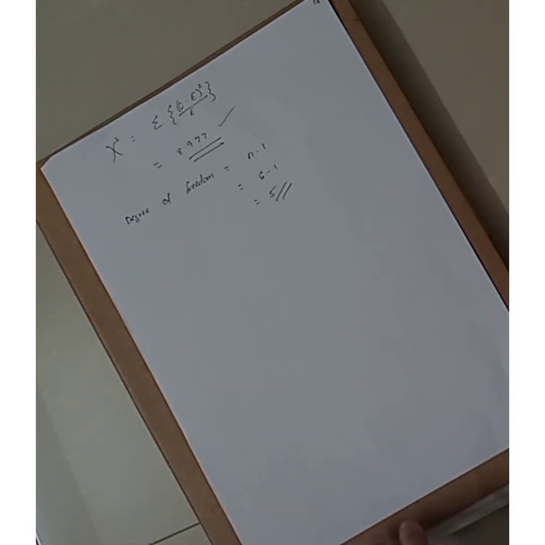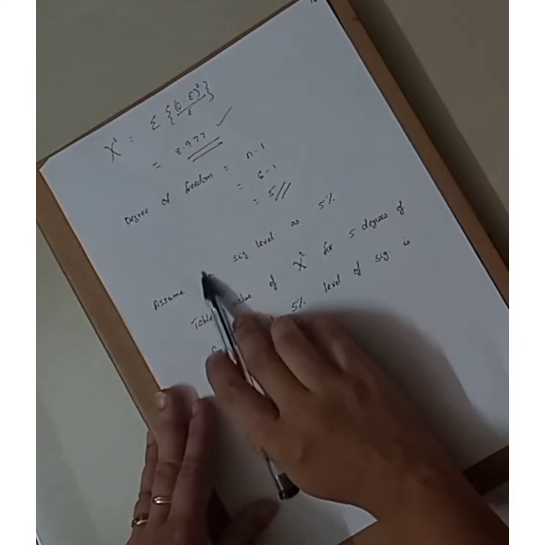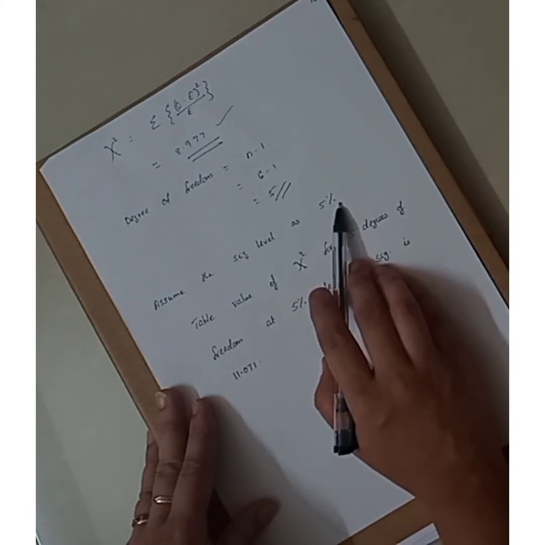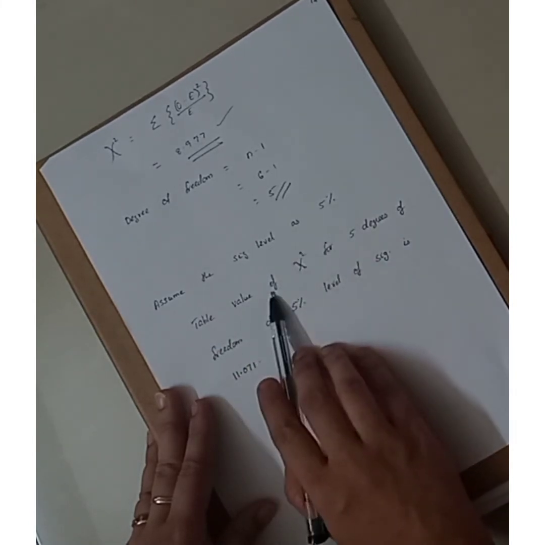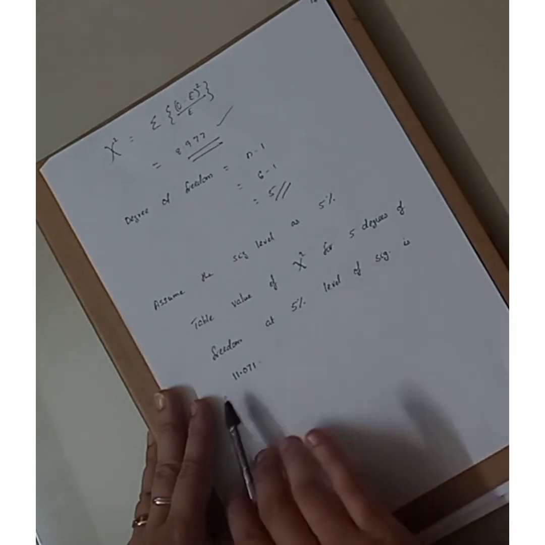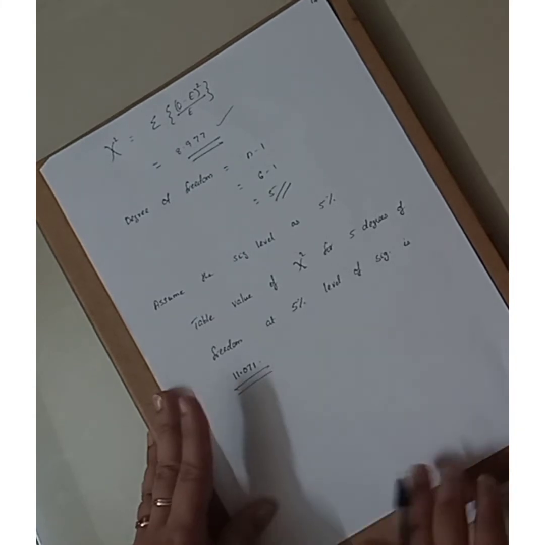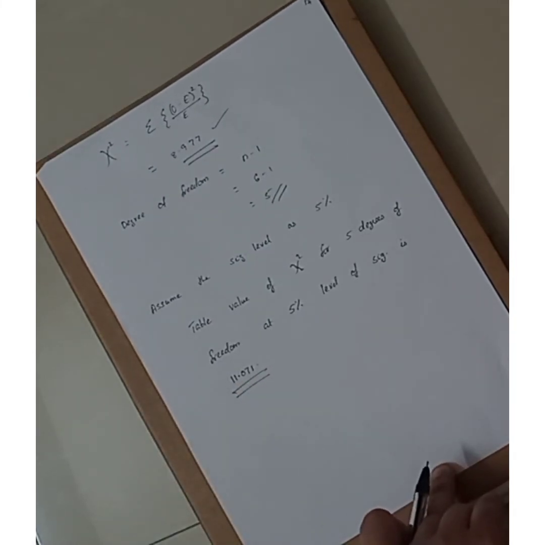Normally, if it is not given, we take the confidence level as 95% and the significant level as 5% by default. So you can write that we are assuming the significant level as 5. If it is given in the question, whatever is given, that has to be taken. So I hope that is clear to you. Now table value of chi-squared for 5 degrees of freedom at 5% level of significance is 11.071. This chi-squared table you can find at the back of the logarithm table.